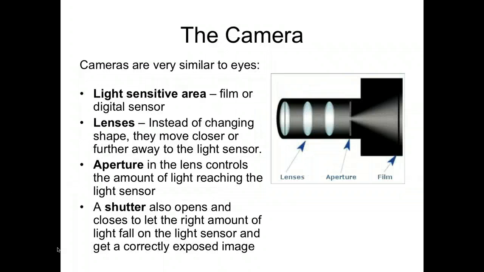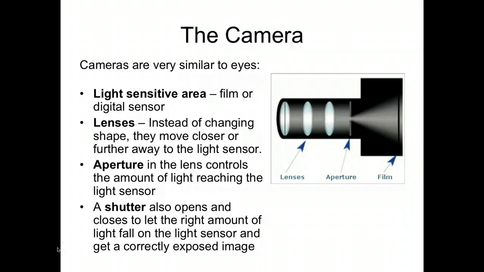Cameras are very similar to eyes again, as you can see over on the right side, because we have a light sensitive area in the back. That's the film or the digital sensor. We have our lenses. Instead of changing shape like our eyes do, they actually move closer or further away from the light sensor to allow a certain amount of light to come in. Our aperture in the lens controls the amount of light reaching the light sensor, which we can see there in the middle. That's an opening, again, in the actual lens itself.